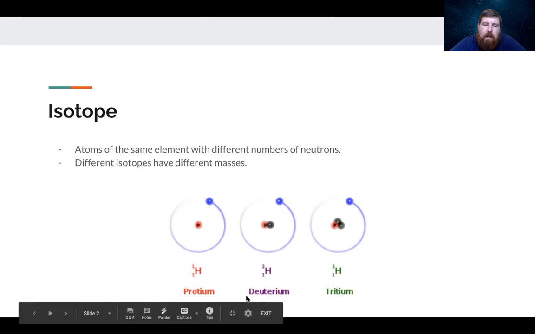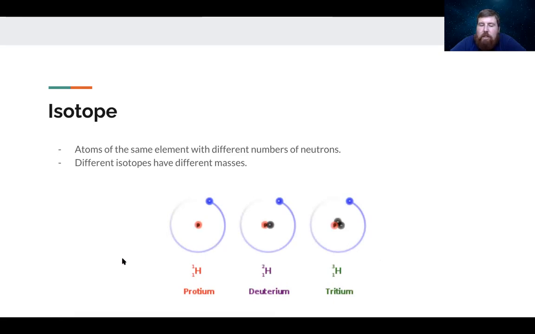A good example of some isotopes that exist for hydrogen are protium, deuterium, and tritium. These are just the common names for these three isotopes of hydrogen. Notice that in each one of these examples, the hydrogen isotope has one proton, and that's because a proton is how we define the atom. But protium has no neutrons, it only has a single proton. Deuterium has a proton and a neutron, and tritium has one proton and two neutrons. So these are isotopes of each other, and the reason is because they have different numbers of neutrons within the nucleus.